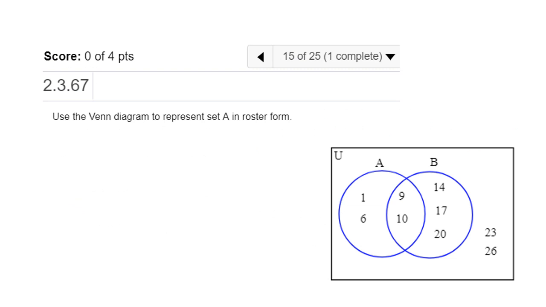Now in question 15, we have a Venn diagram. You just have to list out the numbers that represent set A. Set A is this first circle, and set A would include numbers 1, 6, 9, and 10. The order does not matter.